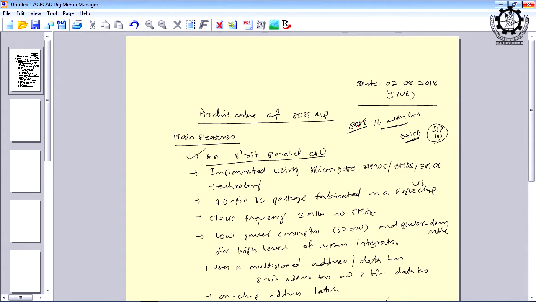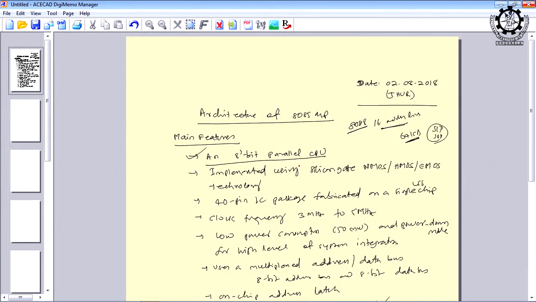At a time only 8 bit data can be transferred. Am I clear? So, therefore, it is a 16 bit microprocessor because its ALU can process 16 bit at a time. Is it okay? So, this is how we give a designation to the microprocessor based upon its ALU capability. And you know that CPU is divided into 3 components. One is ALU, another is control unit, and third is the set of registers. Right. So, this first point is very clear.